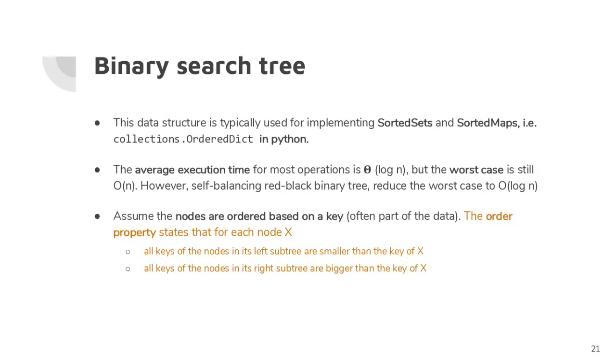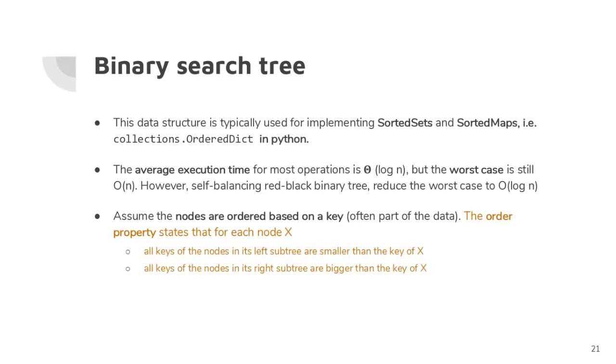If you use the binary search tree data structure, then most operations have an average time complexity of log n. So that's very nice. Log n scales well with big data inputs. However, the worst case is still O(n). So in the worst case, it's not that efficient.